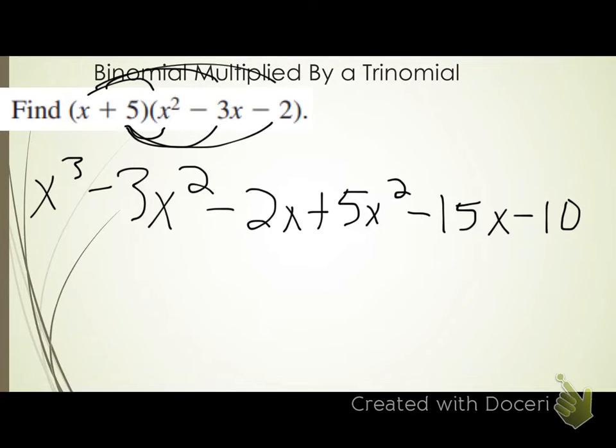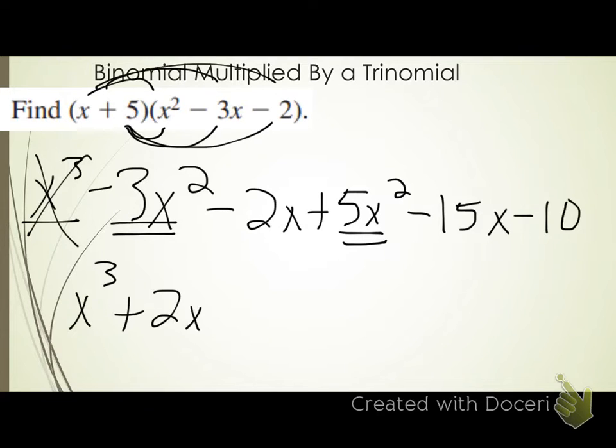Now I just have to go through, combine like terms, and put it into standard form as I go. What's my biggest exponent here? 3, so x cubed. Do I have any other x cubes? No, so I just bring it down. What's the next biggest exponent? 2. So I have negative 3x squared. Do I have any other x squareds? 5x squared. What's negative 3x squared plus 5x squared? 2x squared. Done with those terms.